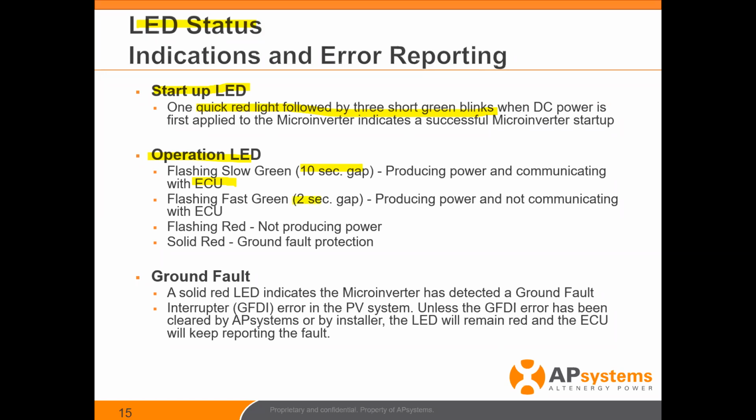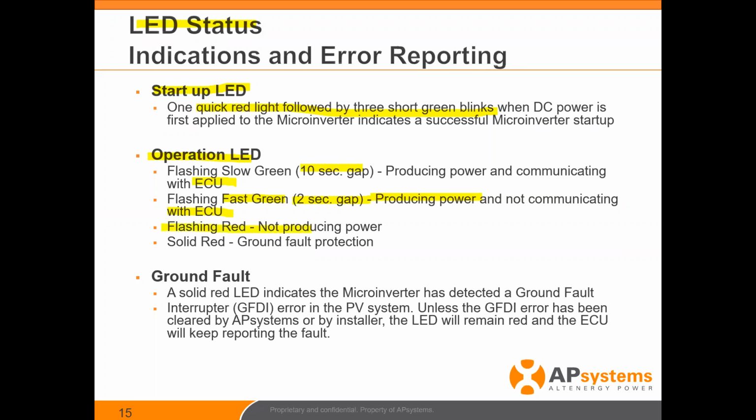If it's flashing every 2 seconds, you know that it's producing power, but it's not talking to the gateway. This right here means that there's some kind of communication issue. So the good news is you're able to see that it's producing power. For some reason, it's not talking to the ECU. And we'll talk more about the communication protocol and how to fix that going forward.